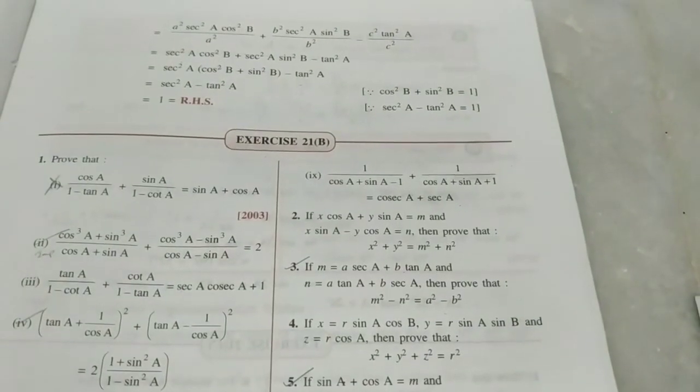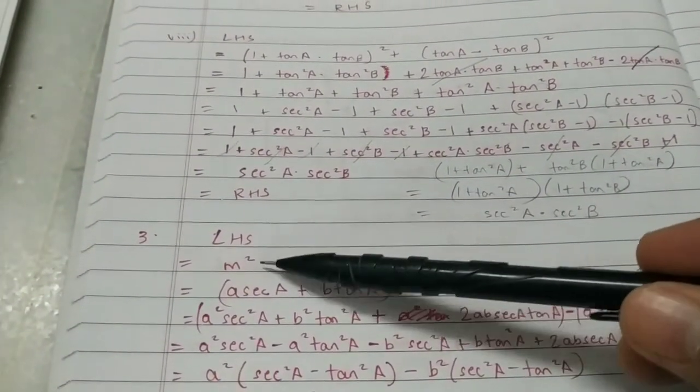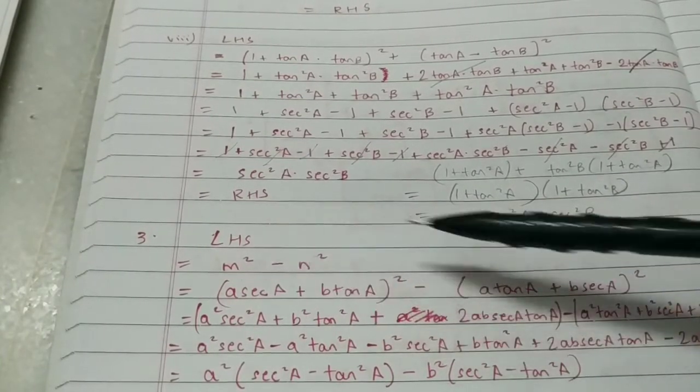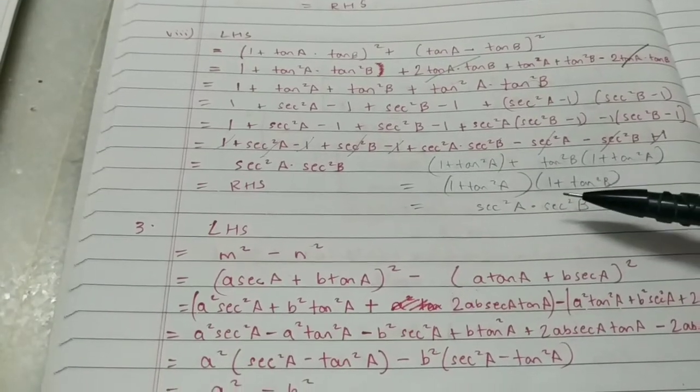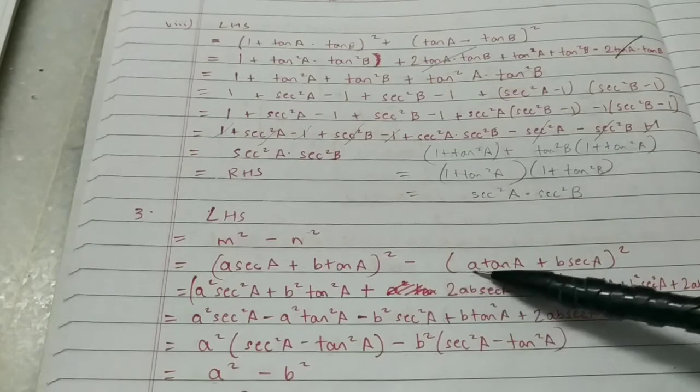Next, question 3. If m is equal to a sec a plus b tan a and n is equal to blah blah, prove that m square minus n square is equal to a square minus b square. Now this sum is no different than the usual proving sums. There is nothing special about these types of sums. We have to use the same tricks. So we start with the LHS, which is m square minus n square. We substitute the values of m and n, which are given in the question. So this basically has become the bracket squared minus the bracket squared.